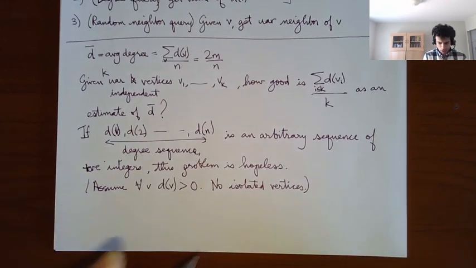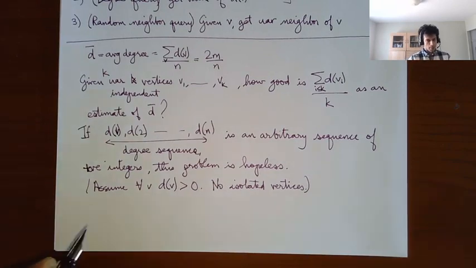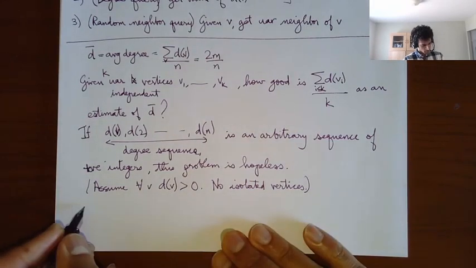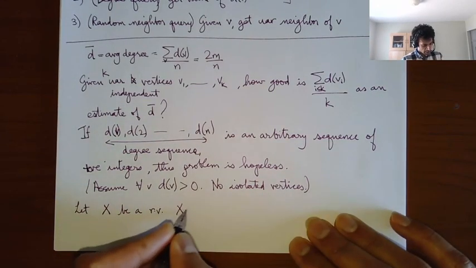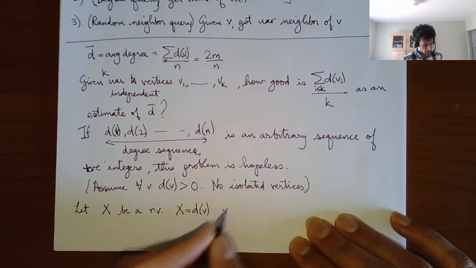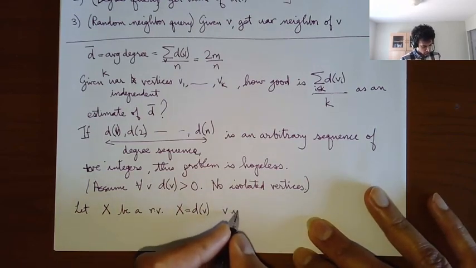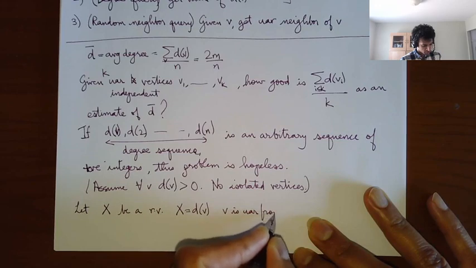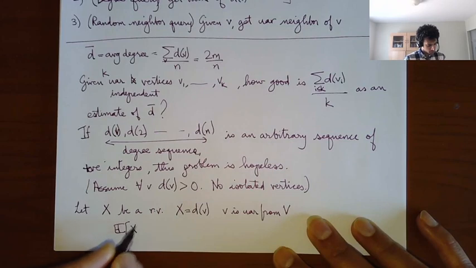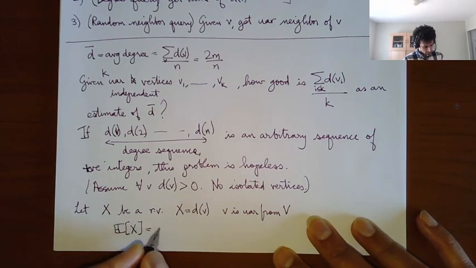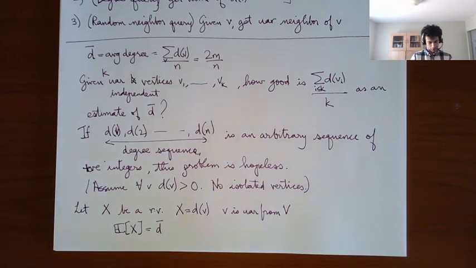But let's walk through some math towards this, just to make this more formal. How hopeless is it going to be? Okay, so let x be a random variable where x is equal to the degree of v, where v is uniform at random from V. So the expectation of x is precisely the average degree.